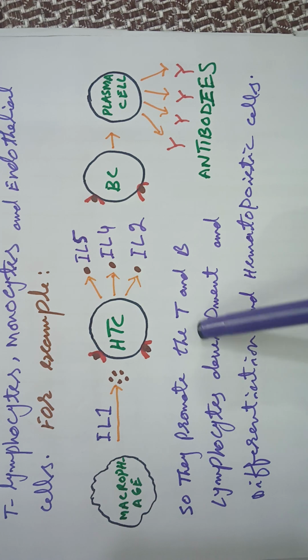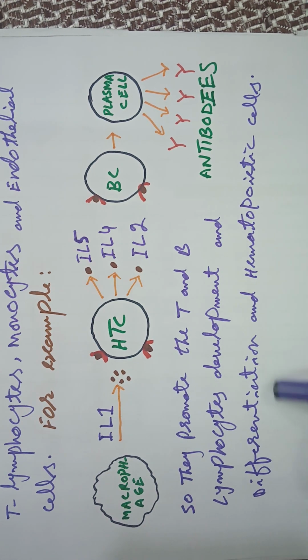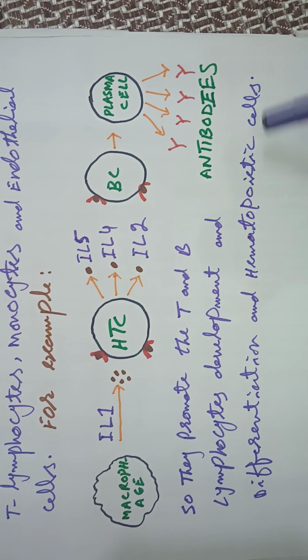So they promote the development and differentiation of T and B lymphocytes and hematopoietic cells. The hematopoietic cells are present in our bone marrow.